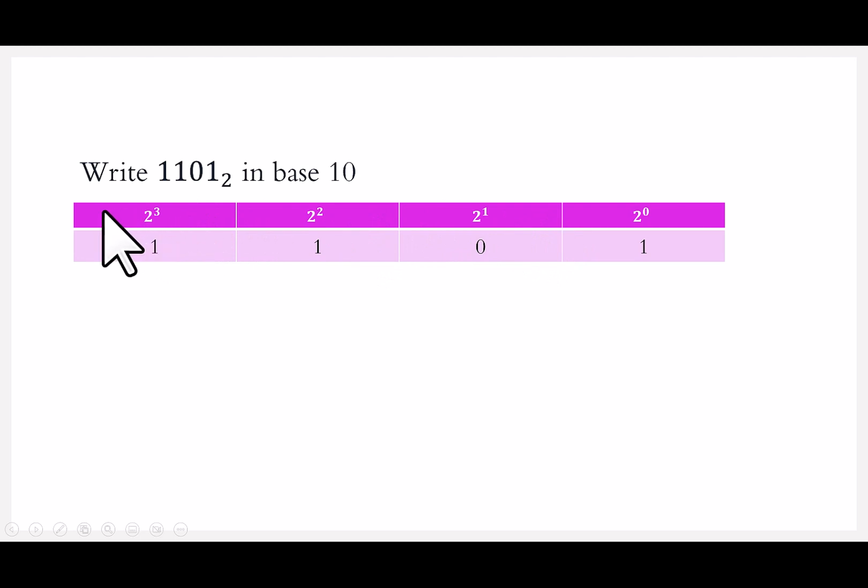Now we're going to multiply our power of 2 times our number. So I'll have 1 times 2 cubed plus 1 times 2 squared plus 0 times 2 to the 1 plus 1 times 2 to the 0. This simplifies to 8 plus 4 plus 0 plus 1, which is 13.